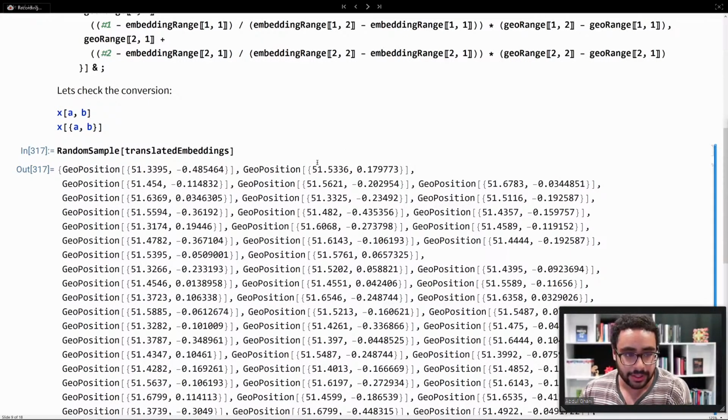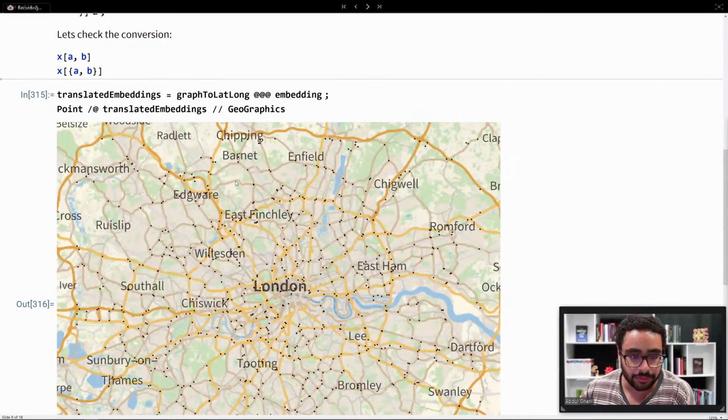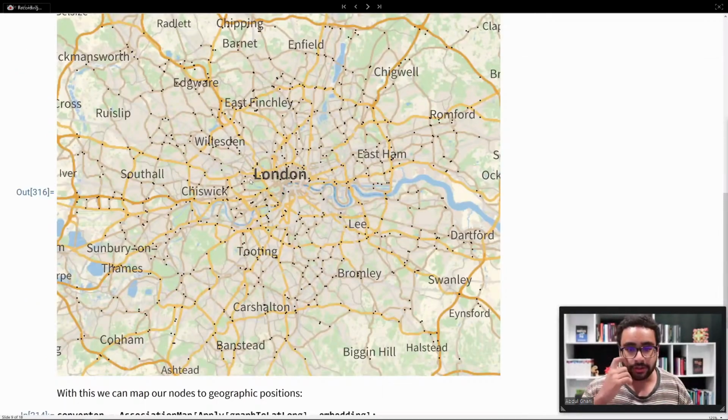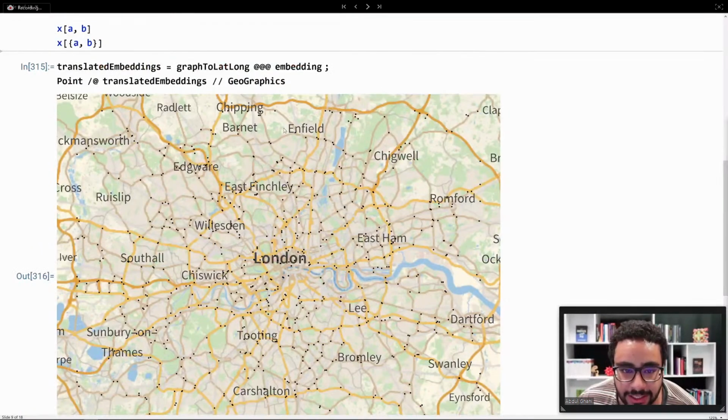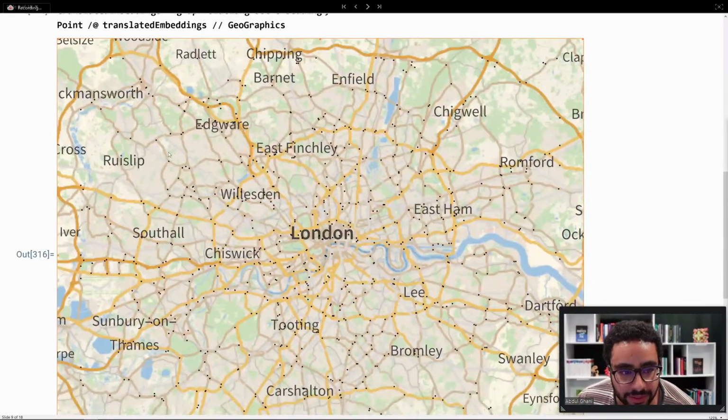So we have those, and then we're just going to draw them to make sure that things look roughly correct, right? That the nodes in our graph are landing roughly where we would expect the junctions to be, where the nodes have come from in the first place. And if we look, we see that we did a pretty good job.